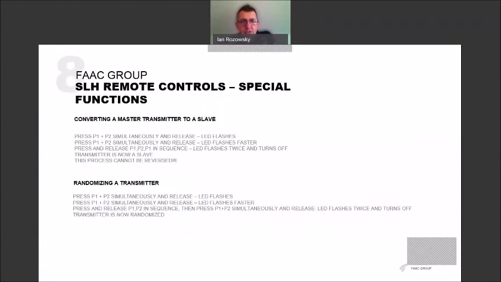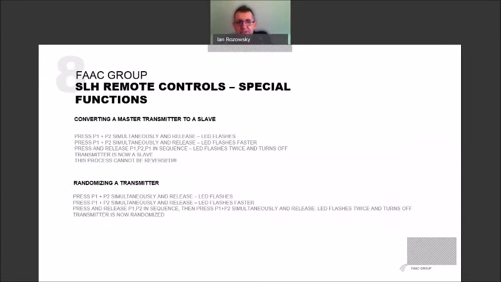We're just going to touch on some special functions on these SLH remote controls. The first is how you actually convert a master transmitter to a slave. So you basically go through a series of button presses. On a master transmitter, you press and hold buttons 1 and 2 simultaneously and release it. You'll see the LED will flash. You press again buttons 1 and 2 simultaneously and release it.